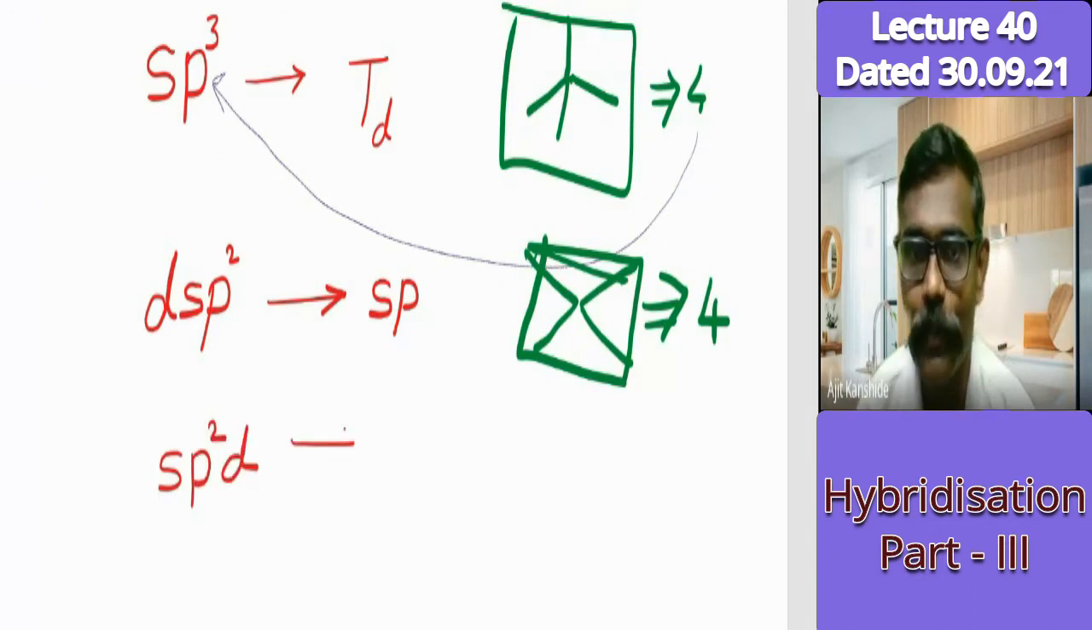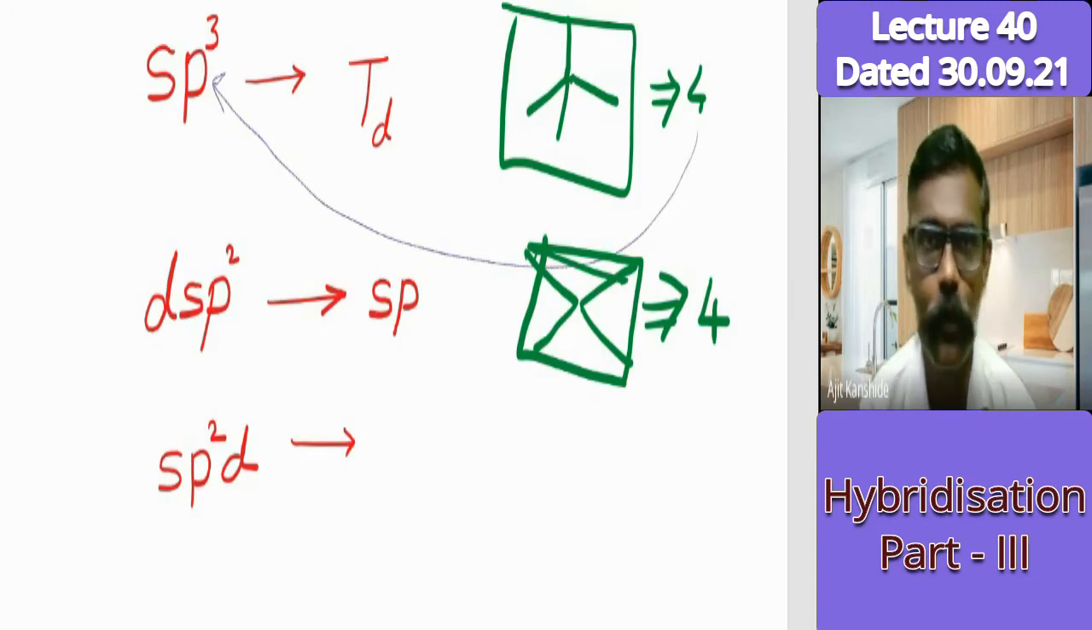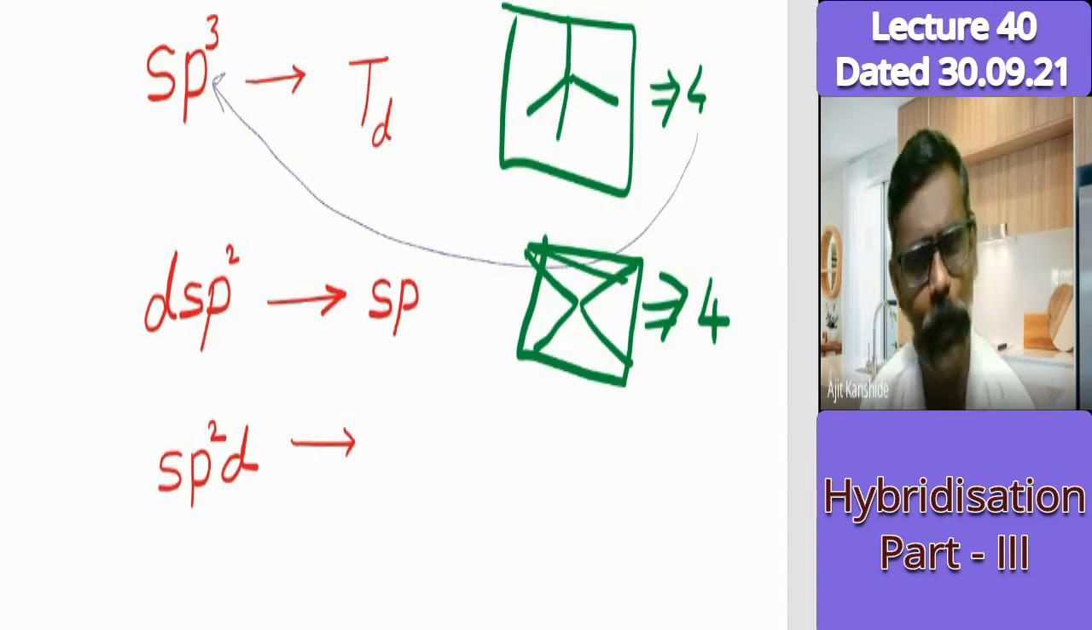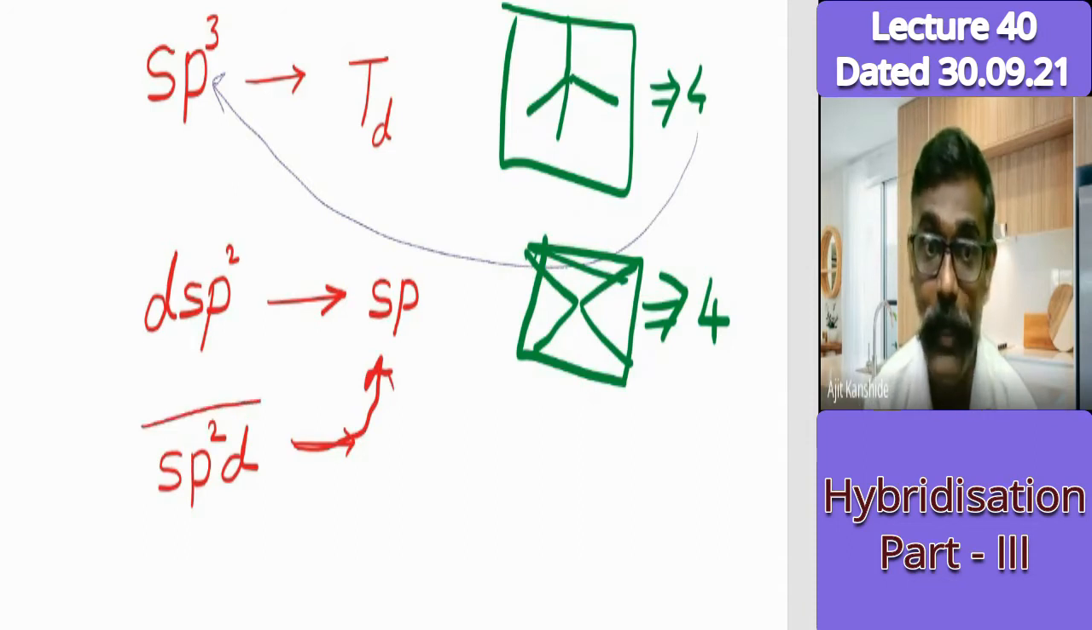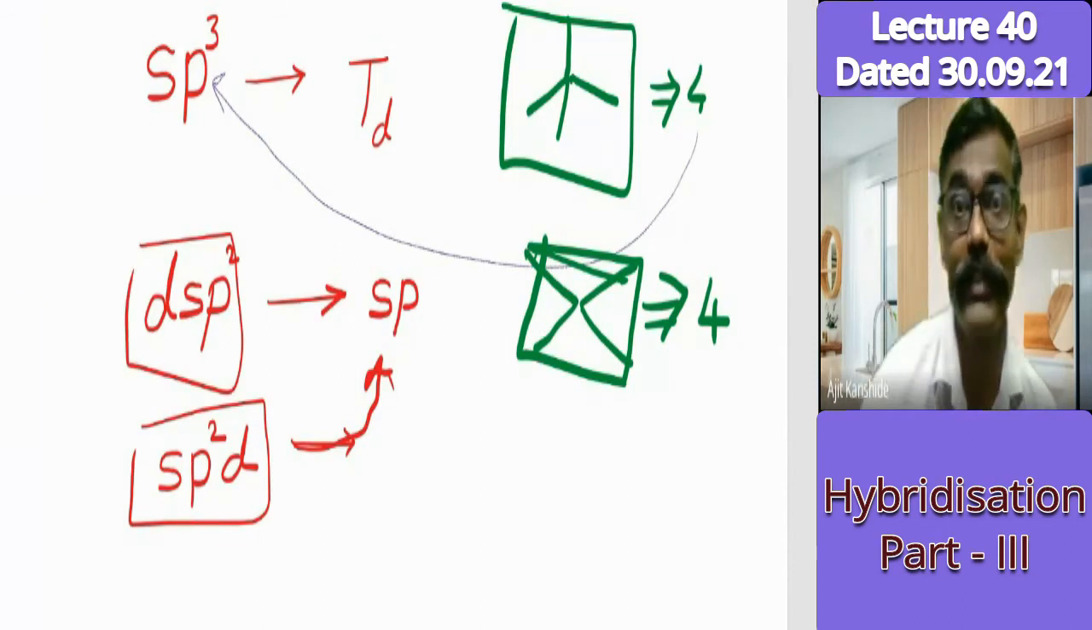sp2d. And what geometry is possible, can anybody guess? For coordination number 4, or 4 bonds, only 2 possibilities, one tetrahedral, one square planar. So here also the geometry possible is square planar, but the hybridizations are different. One is sp2d, the other is dsp2. So 4 possibilities are there.